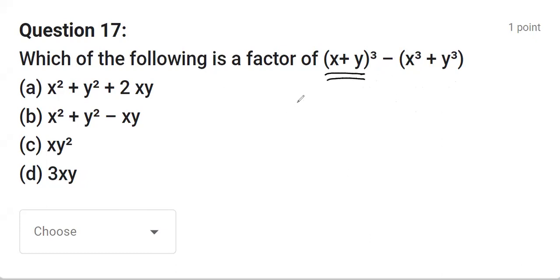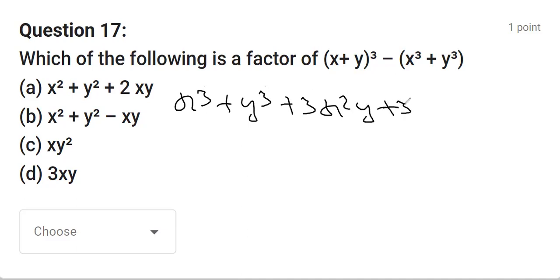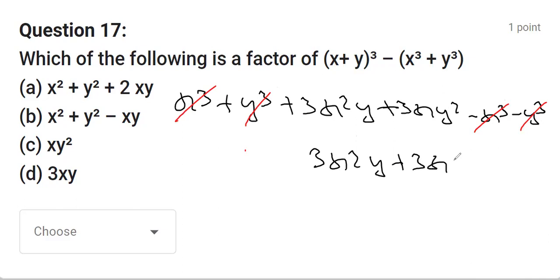Now, the first part, I'm expanding this using the identity a plus b whole cube. So this is a cube plus b cube plus 3 times a square b plus 3 times a b square. And if I open this bracket, what I'll get? Minus x cube minus y cube. Now what we can see here is that x cube and y cube get cancelled. So we are left with this, that is 3x square y plus 3xy square.